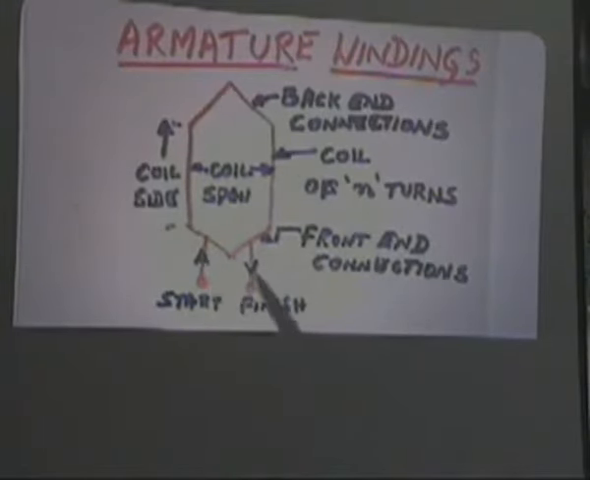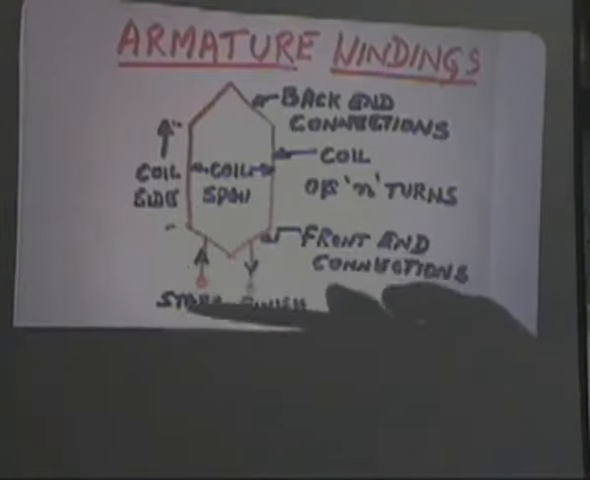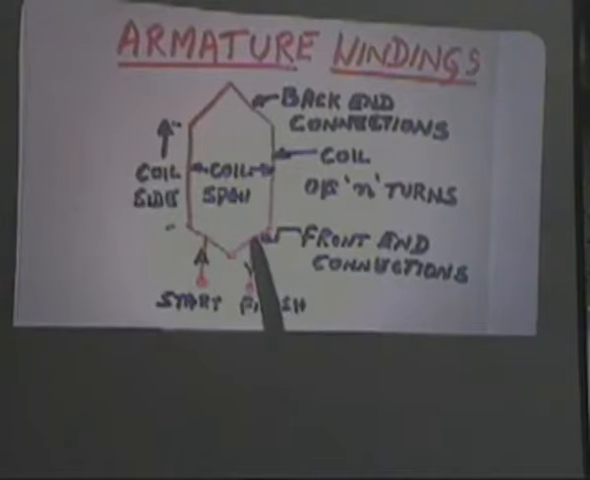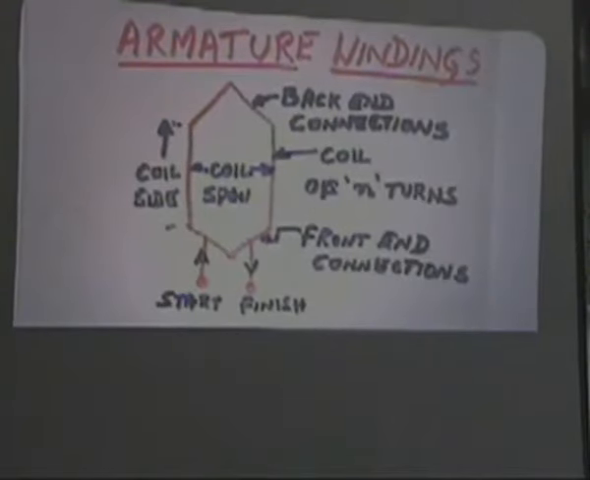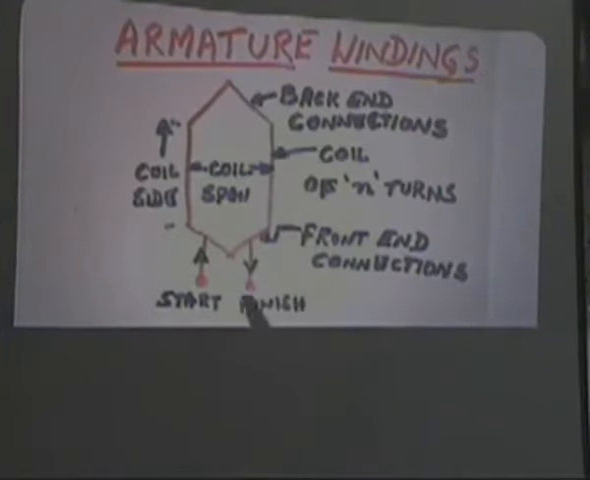So the side or the end which is connected to the commutator, you can call it the front end connection. This is the front end connection. The other side you can call the back end connection, which is not on the commutator side. So any coil will have a start point, with several turns, and there is a finish point. So this will be the beginning and end of a coil.